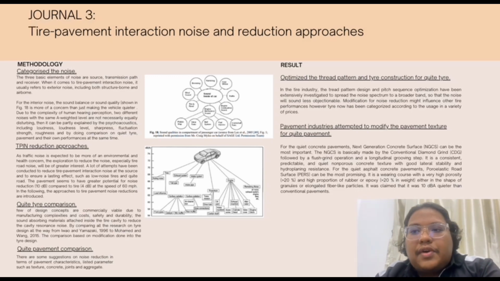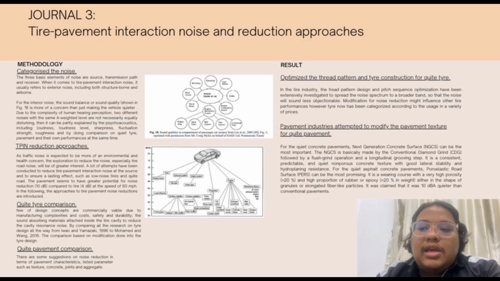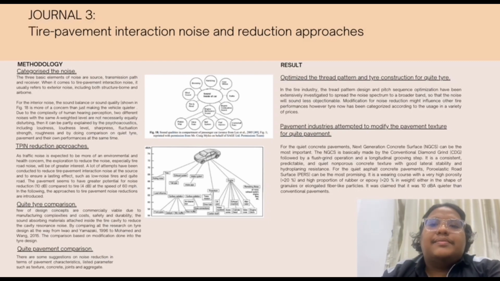For the quiet asphalt concrete pavement, the poroelastic road surface, also known as PERS, can be the most promising. It is of varying cost, with a very high porosity greater than 30%, and a high proportion of rubber or epoxy, greater than 30% in weight, either in the shape of granules or elongated fiber-like particles. It was claimed that it was 10 dBA quieter than conventional pavement.